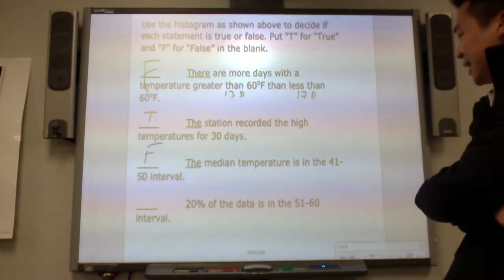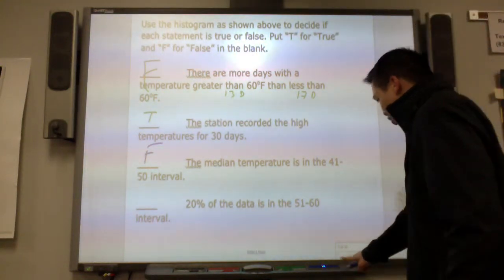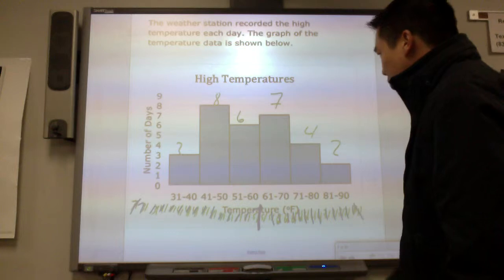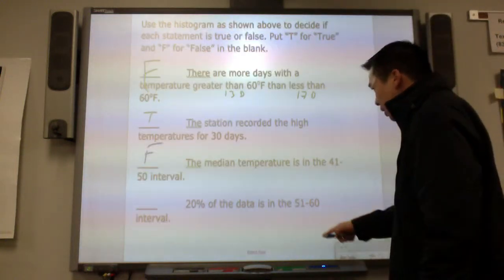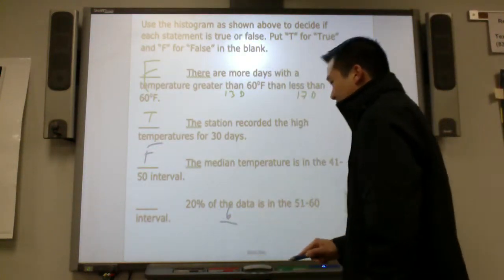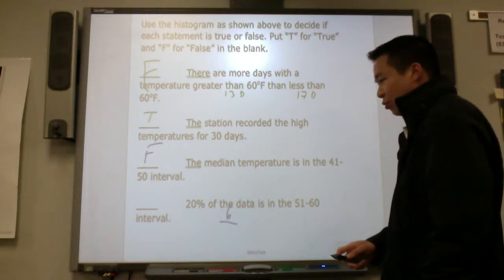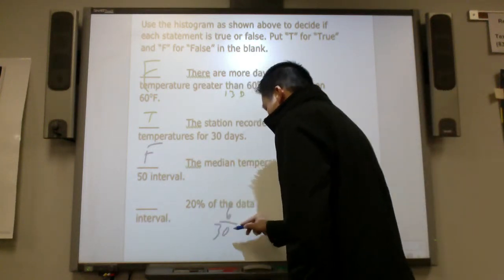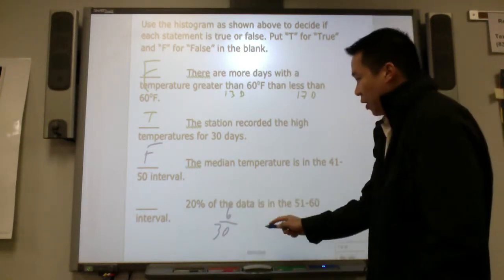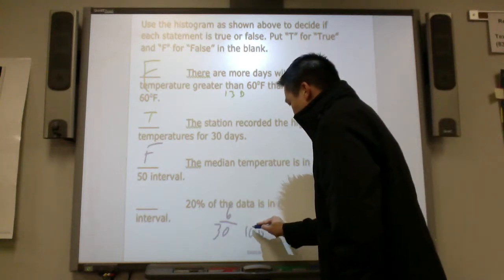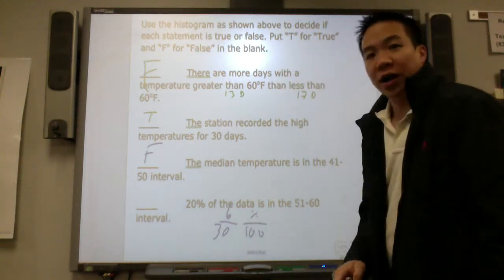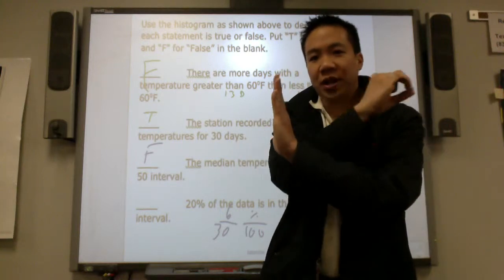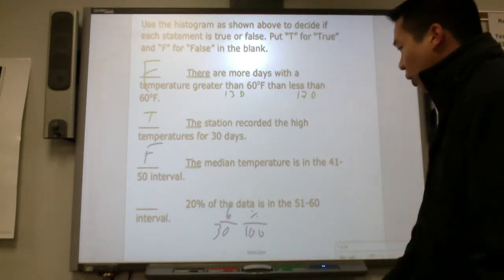20% of the data is in the 51 to 60 range. So how many numbers are in the 51 to 60 range? 6 of them. 6 of the data is in the 51 to 60 out of 30 data. Let's do percent. Remember, percent means per 100.